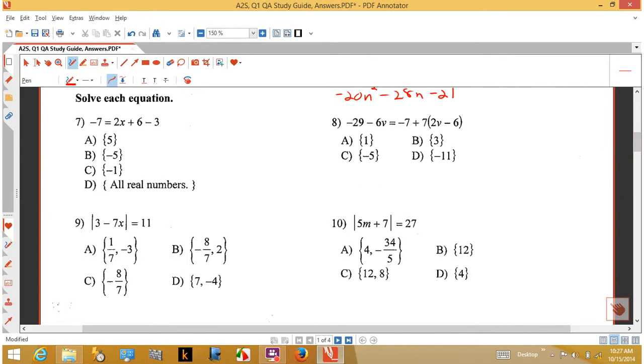Solve each equation. Alright, so what we need to do is get the x alone. The first thing I'm going to do, I'll just rewrite it. A negative 7 is equal to 2x plus 6 minus 3, so that's going to be plus 3. So I'm going to subtract 3 from both sides. I get a negative 10 is equal to 2x. Now I'm going to divide both sides by 2, so that would be negative 5 is equal to x.